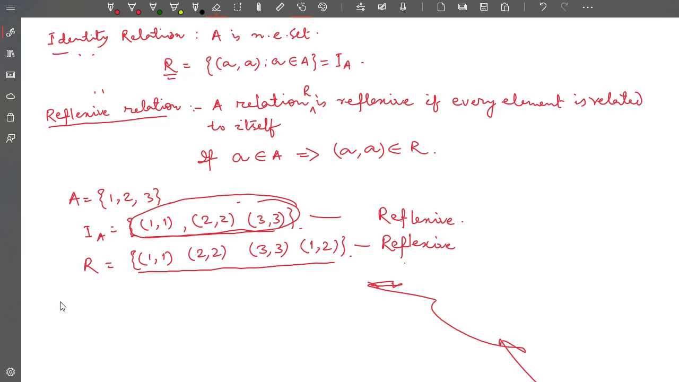Now one more example on reflexive relation. Let N be the set of natural numbers. Example 2.